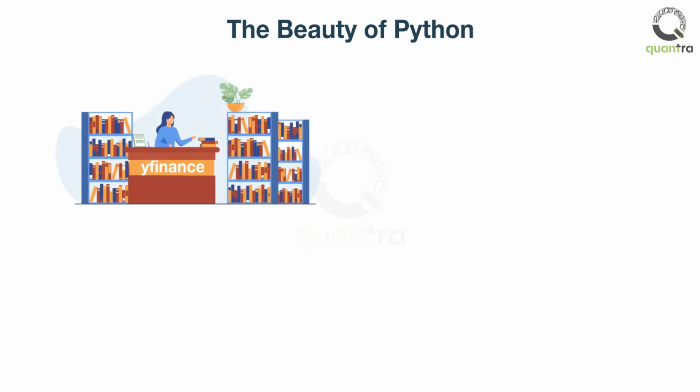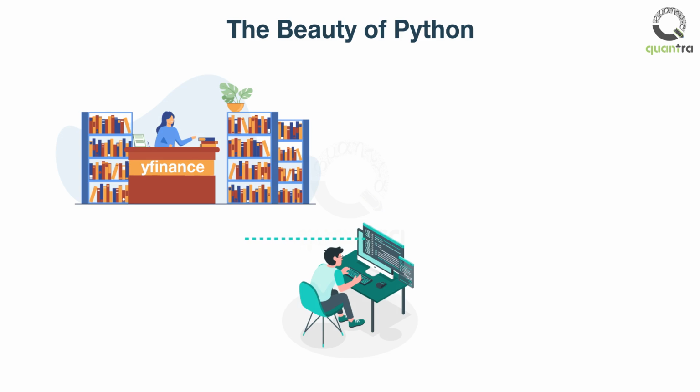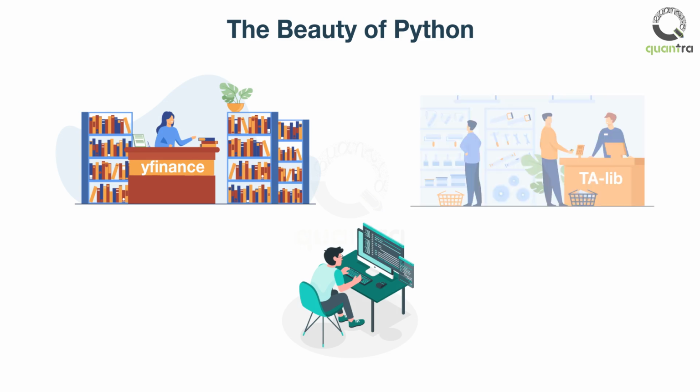For example, YFinance is a library which lets you download historical data from Yahoo Finance website. Further, TA-Lib or Technical Analysis Library lets you compute any of the hundreds of technical indicators in just one line of code. You might not believe it. Let's walk through an example.